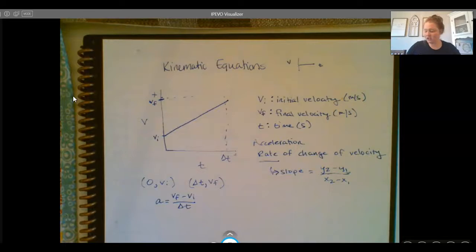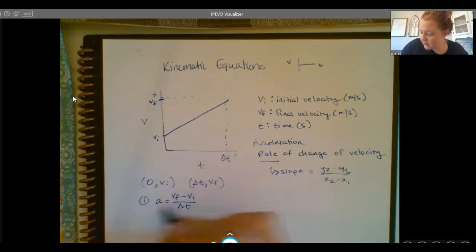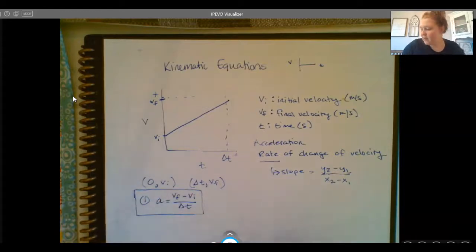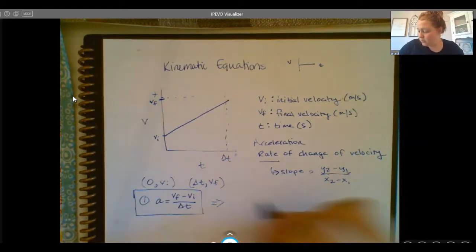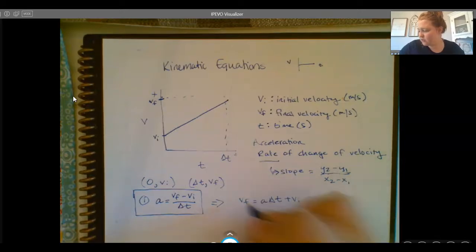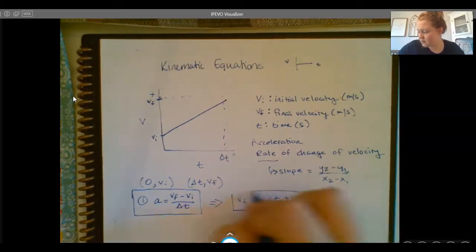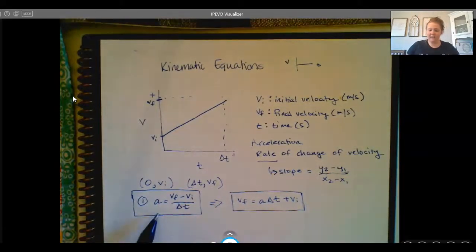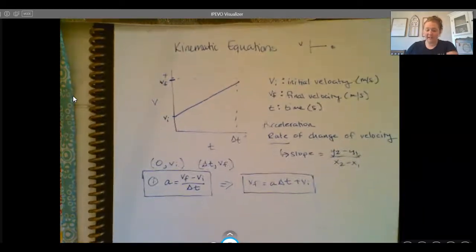So there we go. From our basic definition, we have our first kinematic equation. Of course, this can be rewritten as final velocity equals acceleration times time plus our initial velocity. So there's equation 1. I wrote it both ways, but this is the way you will see it most of the time. Now, let's move on to our second equation.